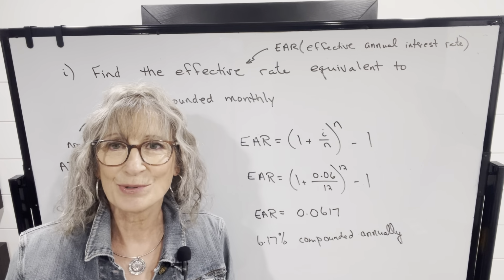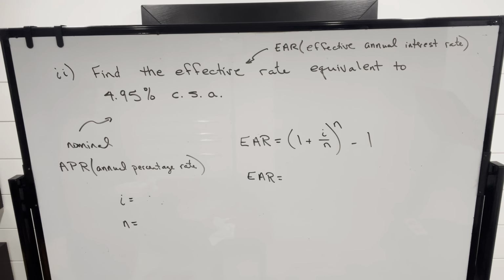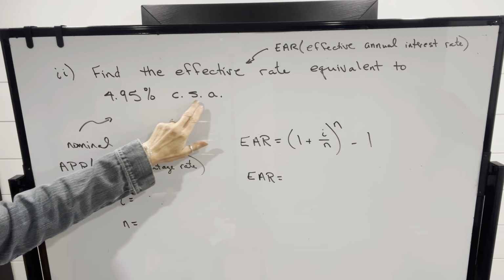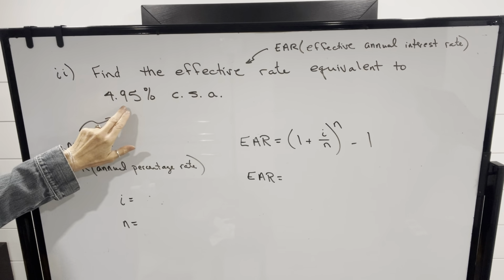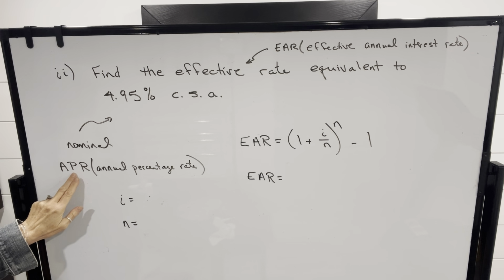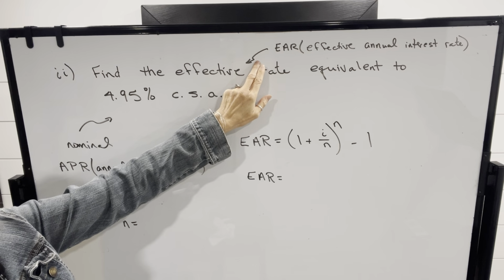Let's do some more examples. Our next example says find the effective rate equivalent to 4.95% compounded semi-annually. So again, this is the nominal rate. It's also called APR. And we want to find the effective interest rate.